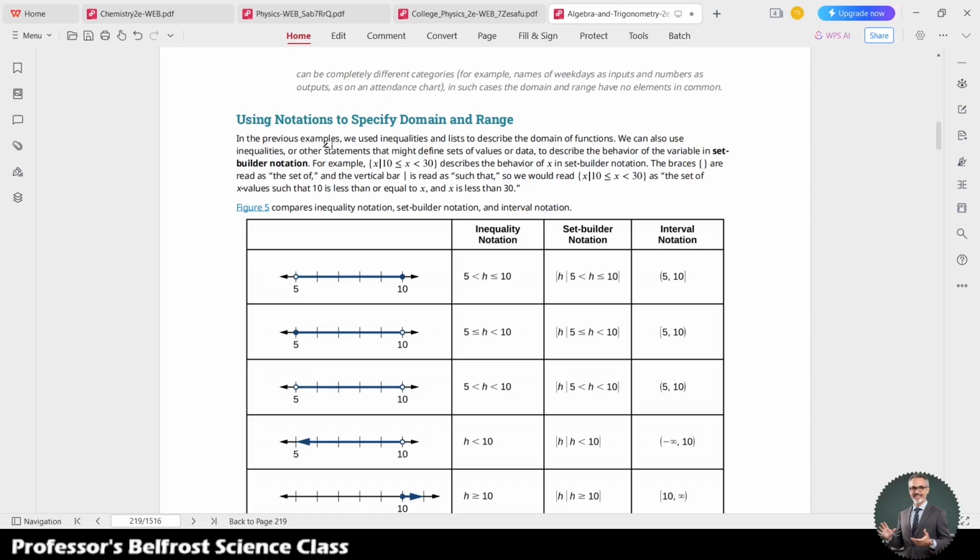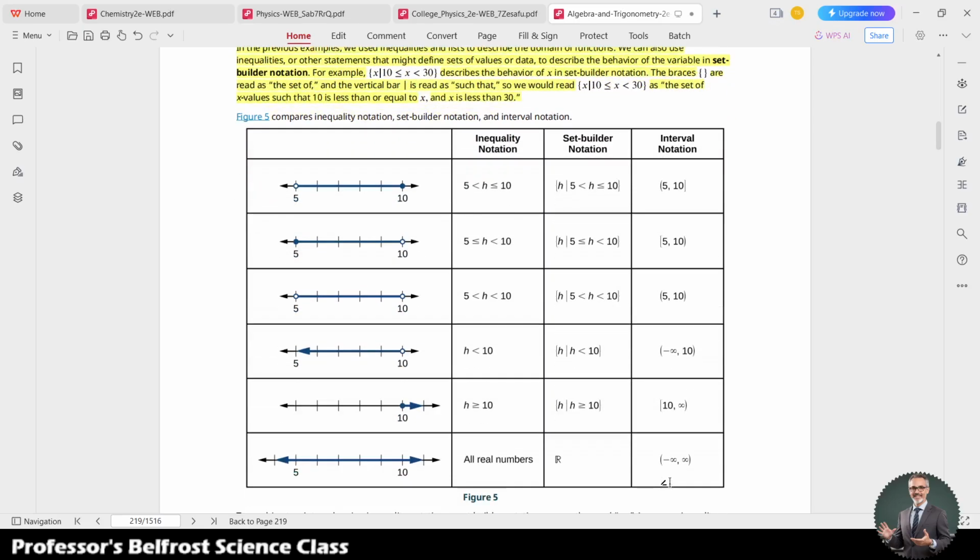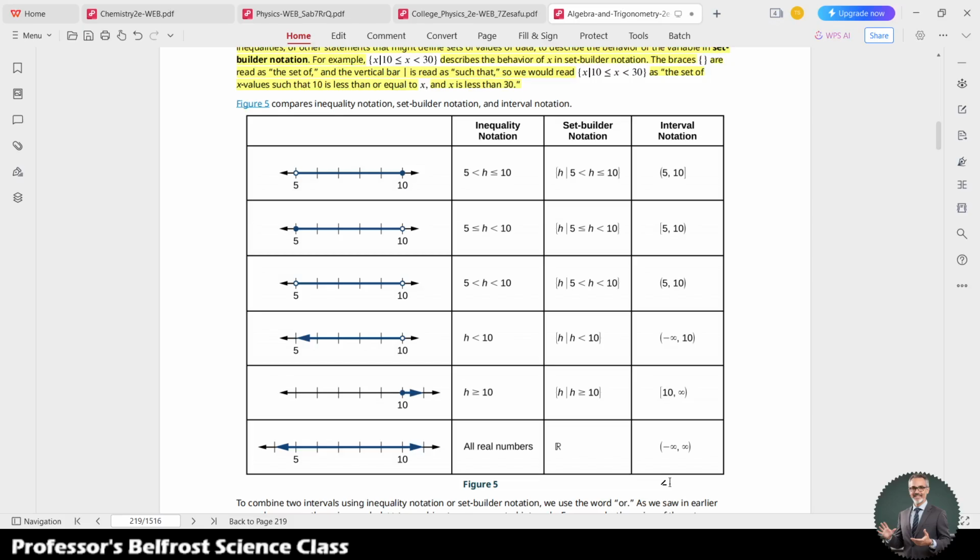In the previous examples, we used inequalities to describe the domain. We can also use inequalities or other statements that define sets of values to describe the behavior of a variable in set builder notation. For example, like this. Let me continue explaining a little again. I think you have seen this before. This is easy, right?